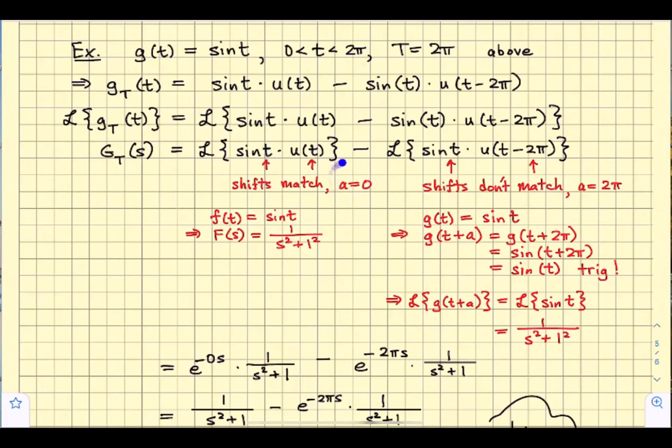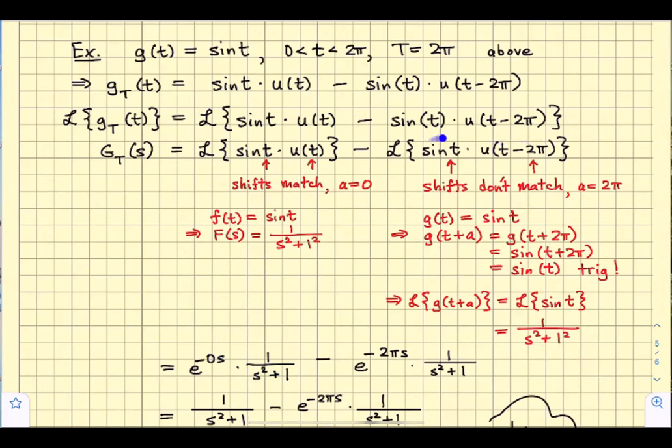So our a here is 0. So this is my little f of t. I find the Laplace transform of that from my basic table. It's 1 over s squared plus 1, and I'm almost done here. I know that this Laplace transform is e to the minus 0s times 1 over s squared plus 1, just using the f version of our theorem.